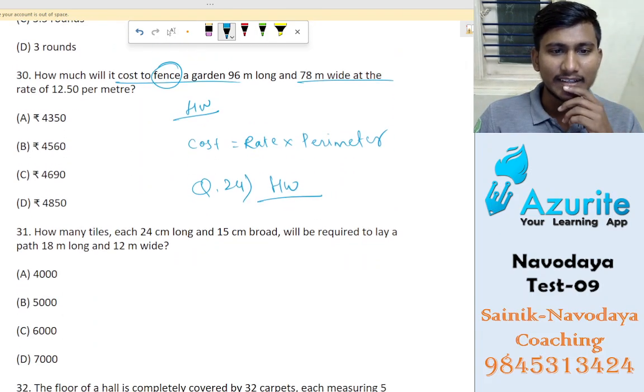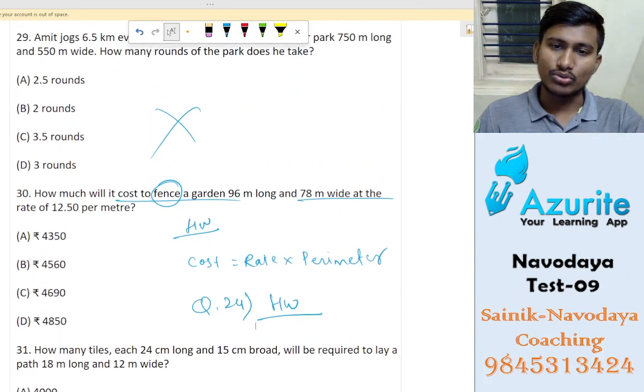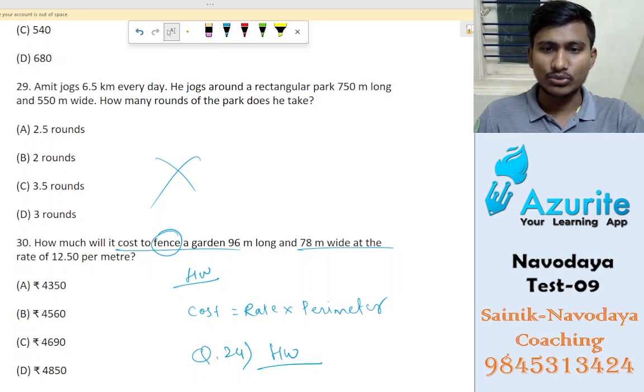30, 31, how many tiles? This we will do tomorrow. So till 24 you will have homework.